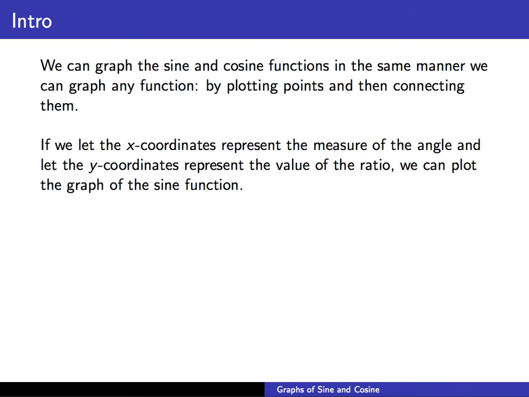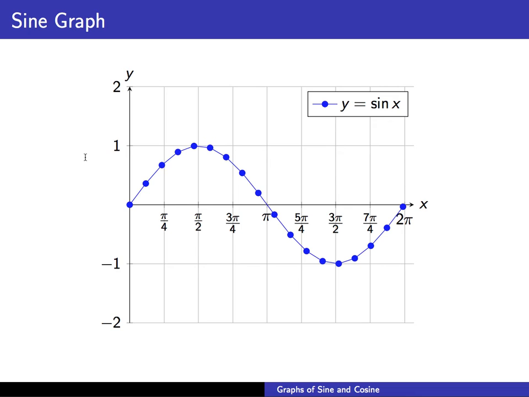So for trig functions, if we let the x-coordinates represent the measure of the angle, and then let the y-coordinates represent the value of the ratio, we can plot the graph of sine and cosine. So we'll start with the graph of sine. And here we have probably around 20 or so points that we plotted and then connected them. So notice the sine function has this wave-like feature to it. The cosine function does as well.